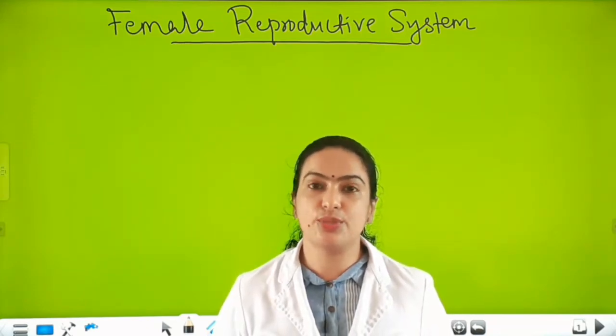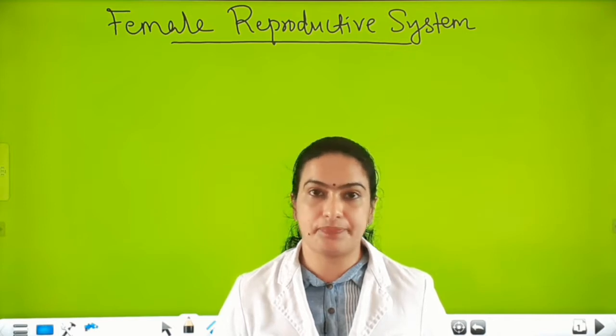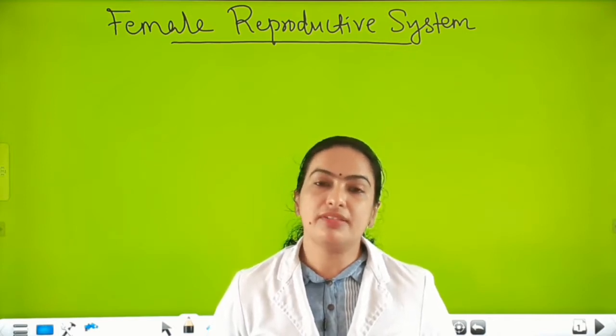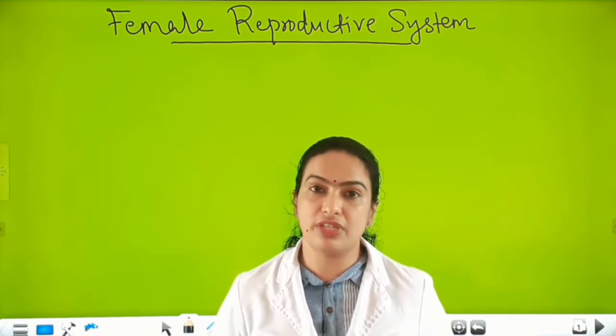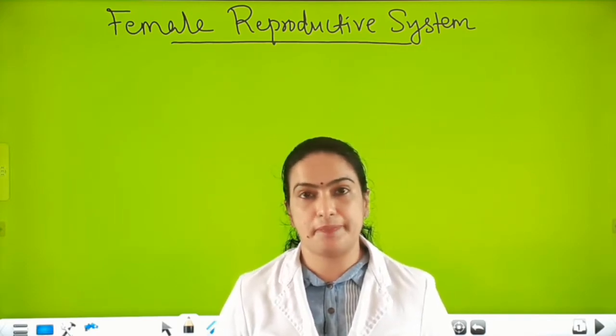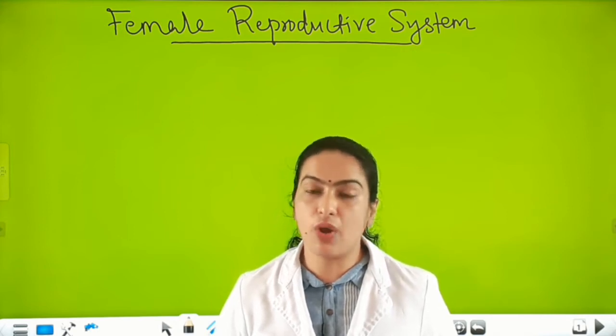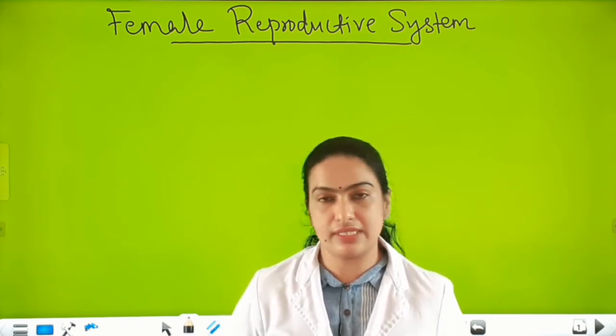Now I am going to teach you the female reproductive system. The female reproductive system consists of a group of organs which are involved in reproduction. Let's see which are the organs in the female reproductive system.